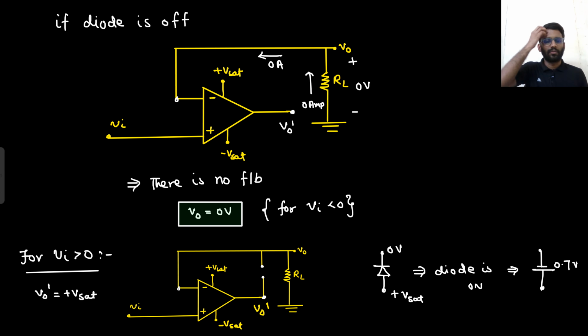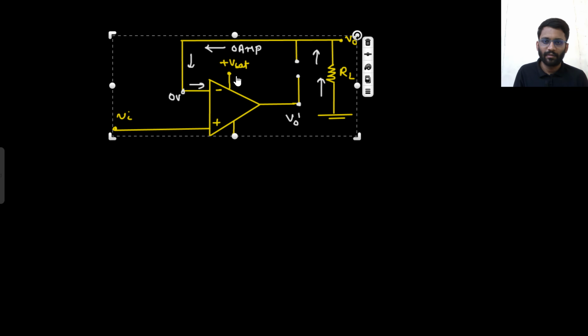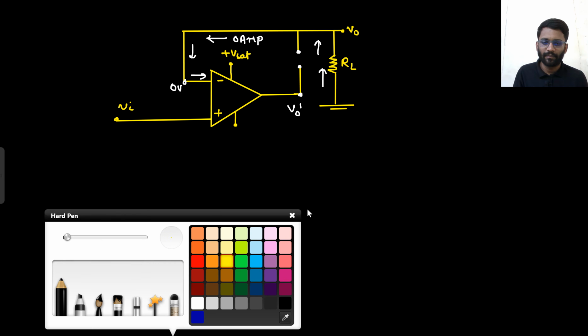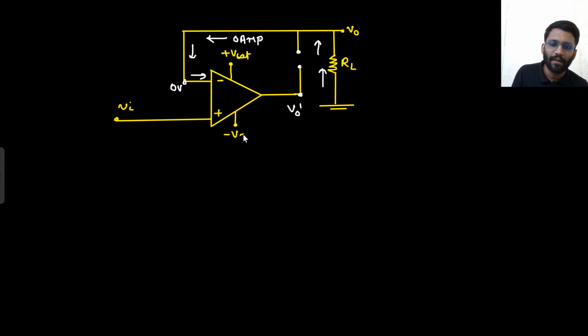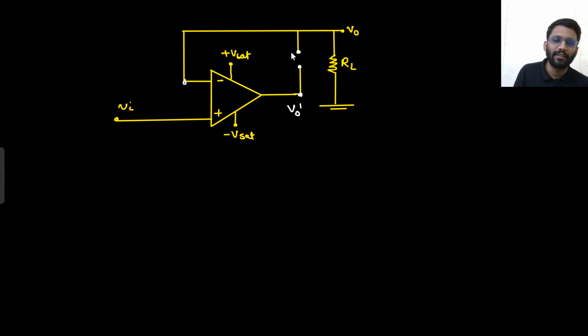So the diode is on now. So how will the circuit look? Now the diode has become on. For Vin greater than 0, you applied the open circuit test and you got to know that your diode is becoming on. So it is replaced with the simple battery, which is this. This battery is 0.7 volt.